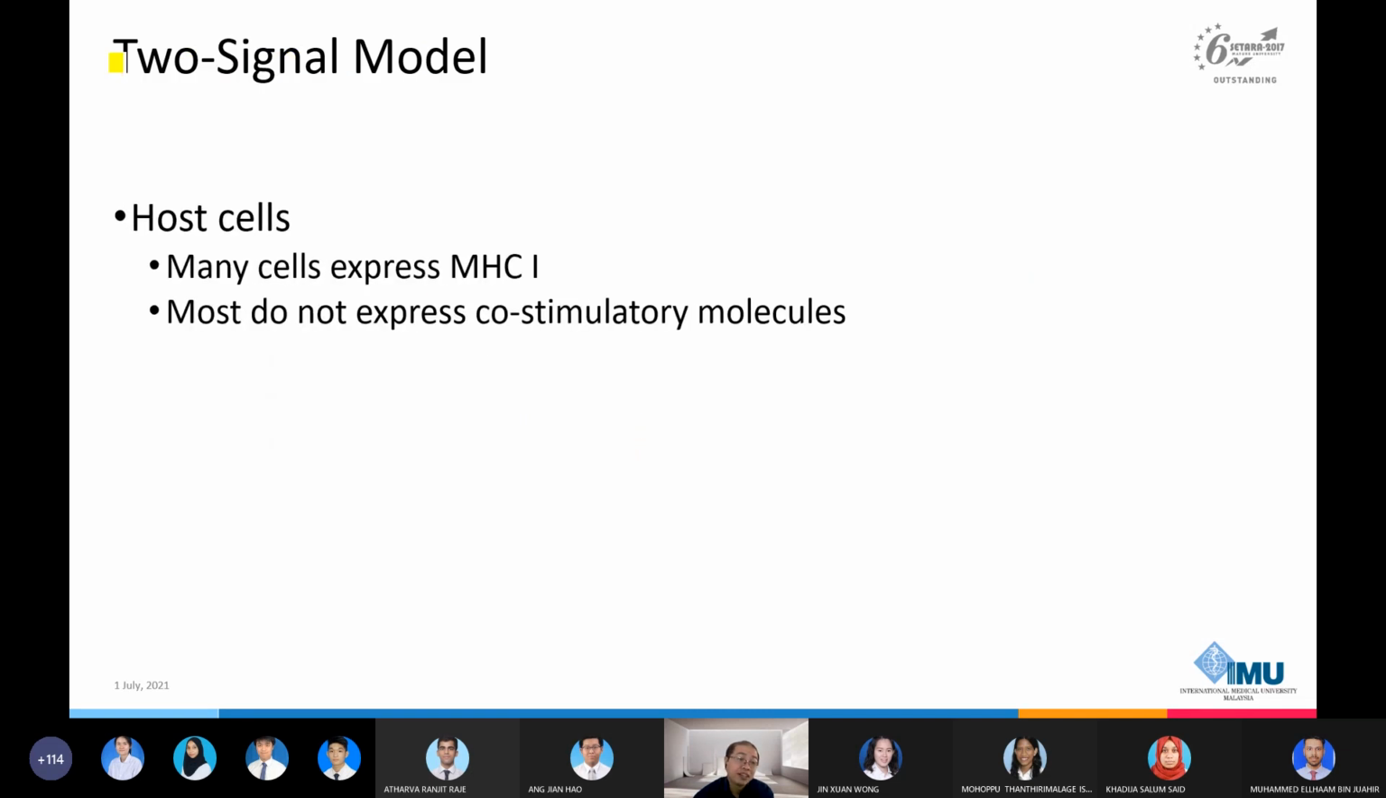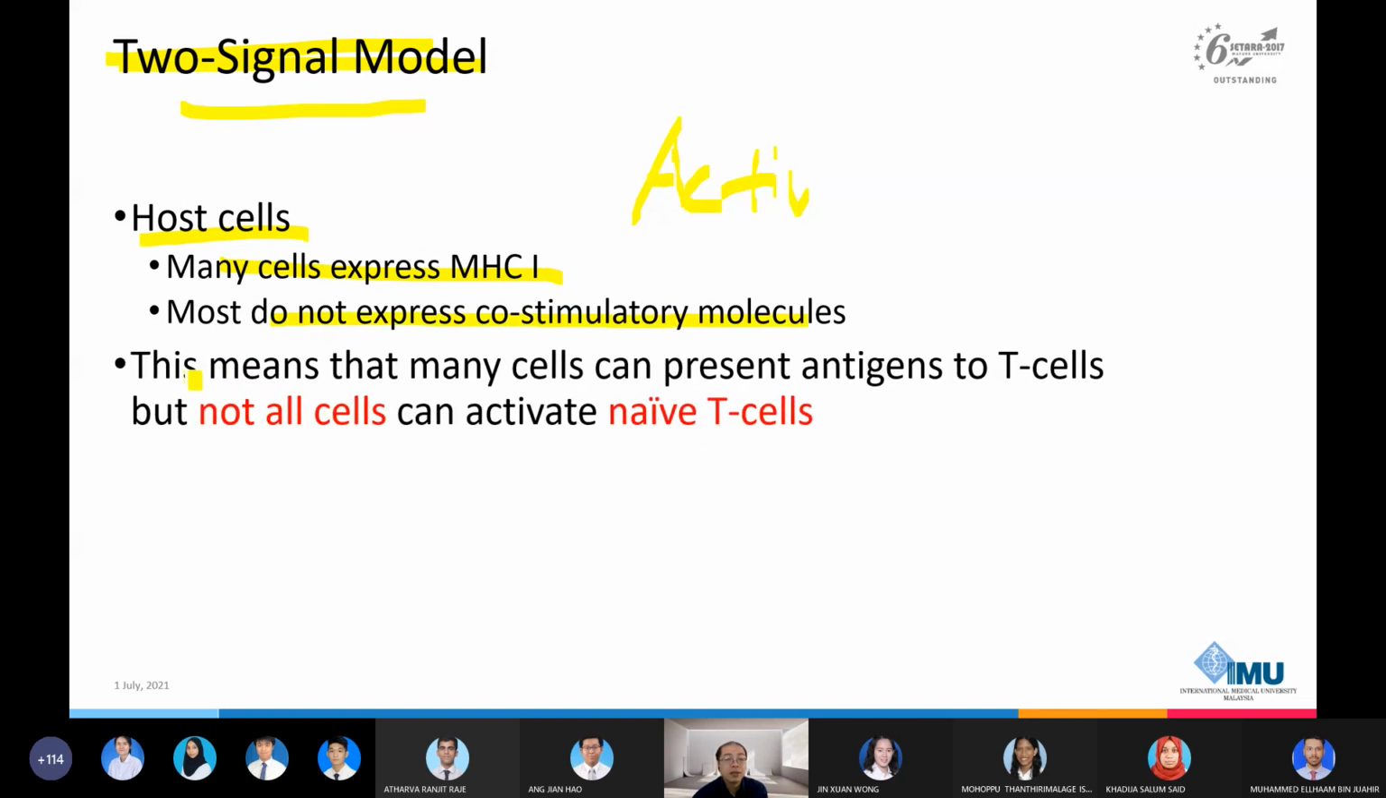So again, we revisit the two-signal model. That's why I keep mentioning the two-signal model. Not only is it important for activation of the T cell, making it go either Th1 or Th2, the two-signal model is also very important in peripheral tolerance. As you can see here, many host cells express MHC1 but do not express co-stimulatory molecules. So this means many cells can present antigens to T cells, but not all cells can activate naive T cells. You still need that co-stimulatory molecule.